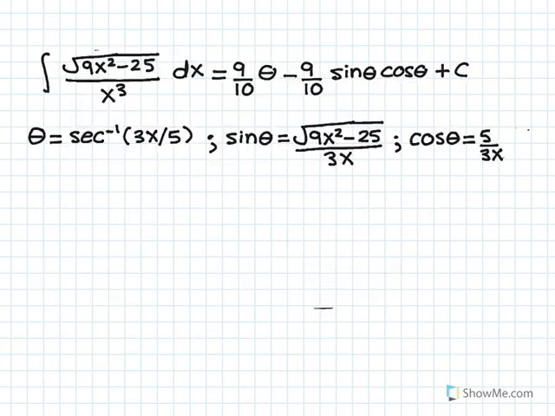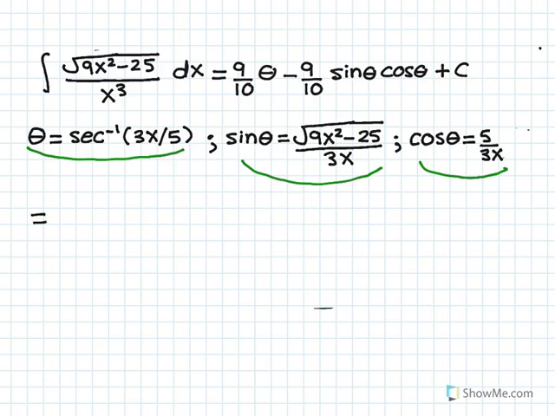And so what we have shown is that the integral of root of 9x squared minus 25 divided by x cubed dx is equal to 9 over 10 theta minus 9 over 10 sine theta cos theta plus c. We showed earlier that theta is equal to sec minus 1 of 3x over 5. We applied the reference triangle and got sine theta equal to root of 9x squared minus 25 divided by 3x, and cosine theta equal to 5 over 3x. So we're now ready to get everything back into the variable x.